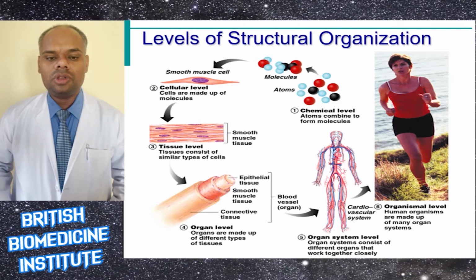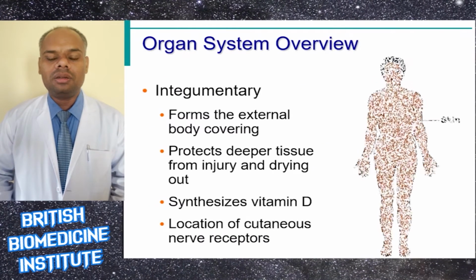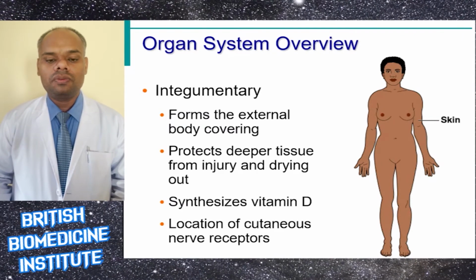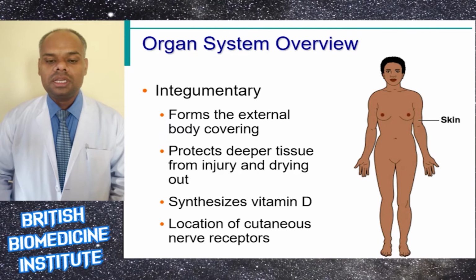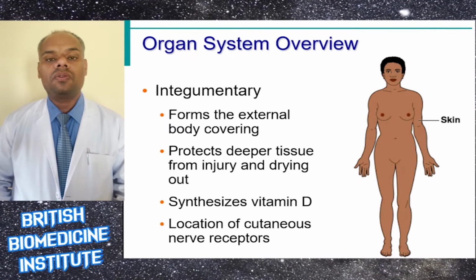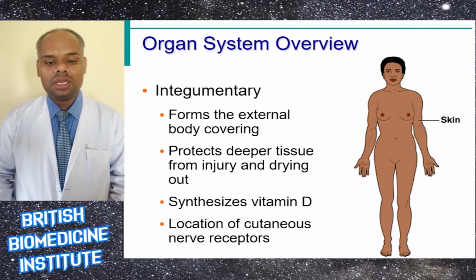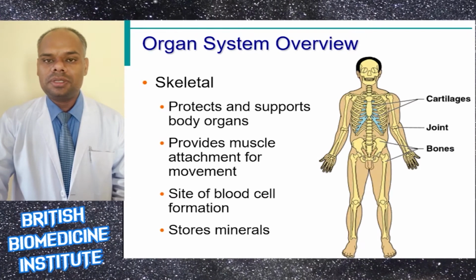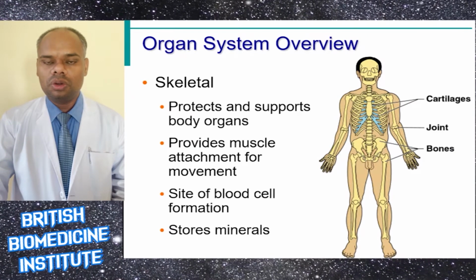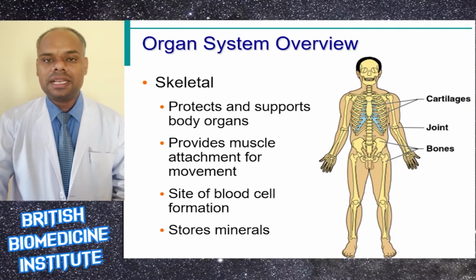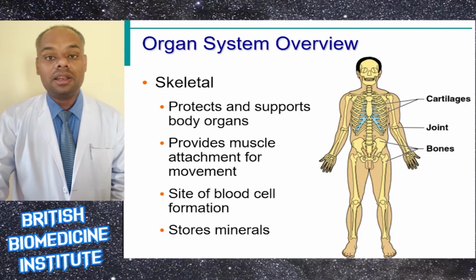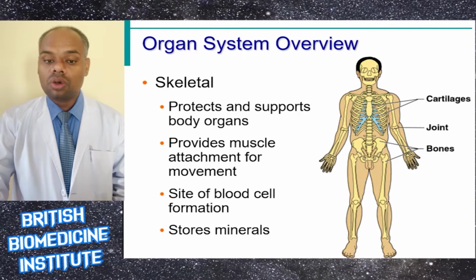The integumentary system is the external body covering, and it protects the deeper inner tissue from injury and drying out. It helps in the synthesis of vitamin D and houses cutaneous nerve receptors. The skeleton helps in protection and support of body organs, provides muscle attachment for movement, helps in blood cell formation, and also stores minerals.